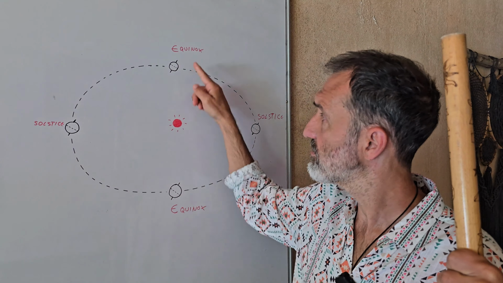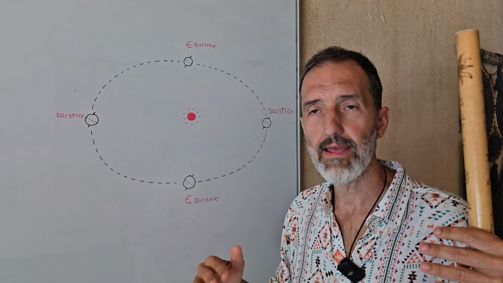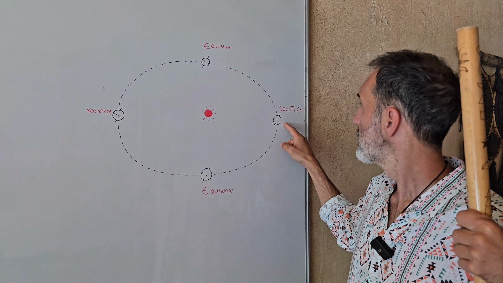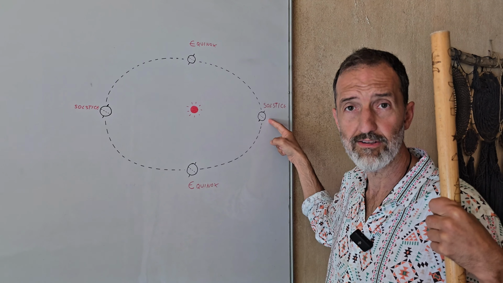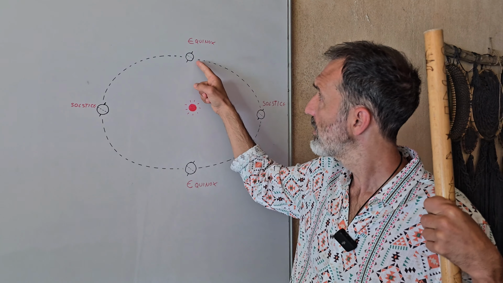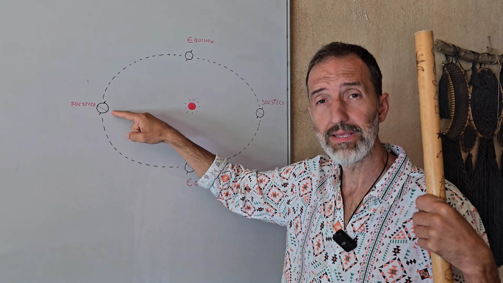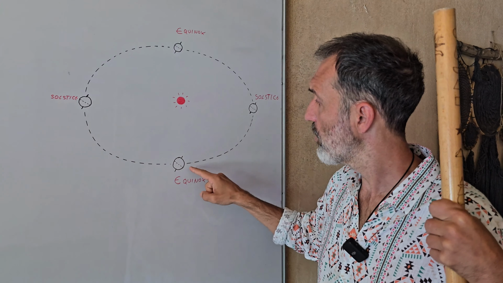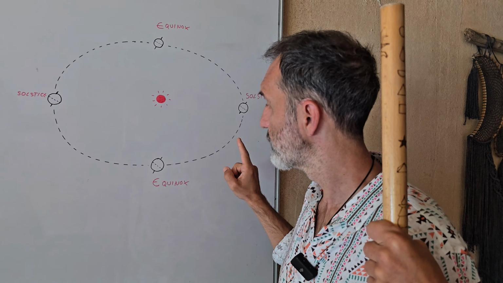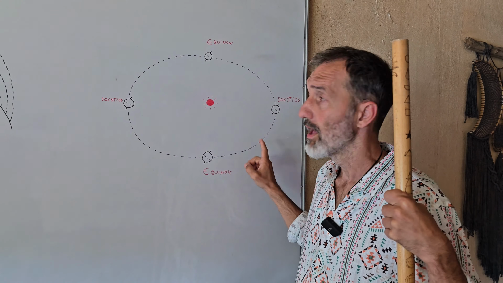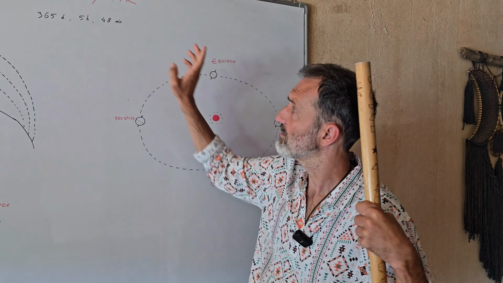The 2 equinoxes are the days when day and night are equal. So the winter solstice in the northern hemisphere is the beginning of the winter season. We have winter and then spring, and then this is the summer solstice, the beginning of summer, and then the autumn equinox, the beginning of autumn. So how do we know that it's 365 days, 5 hours?